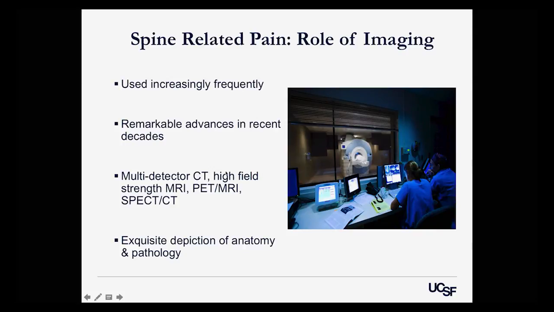Imaging plays a critical role in diagnosing these findings and in assessing patients with back or neck pain. It's being used increasingly frequently, and given the advances in imaging in recent decades, we are really able to depict the spinal anatomy and pathology exquisitely. Imaging now doesn't just refer to CT or MRI, but we have a whole host of hybrid imaging modalities, a combination of imaging modalities, such as a fused PET and an MRI, or a SPECT scan, which is a type of a bone scan and a CT scan.